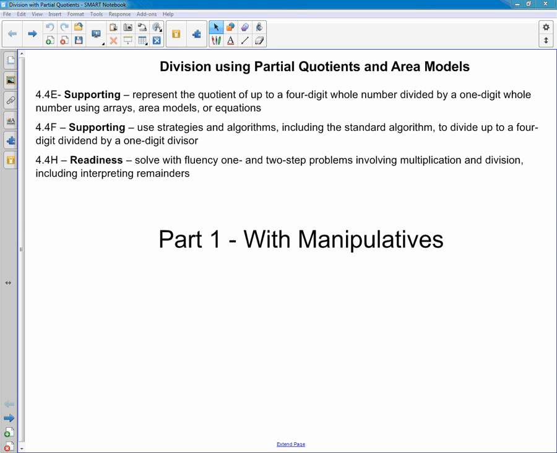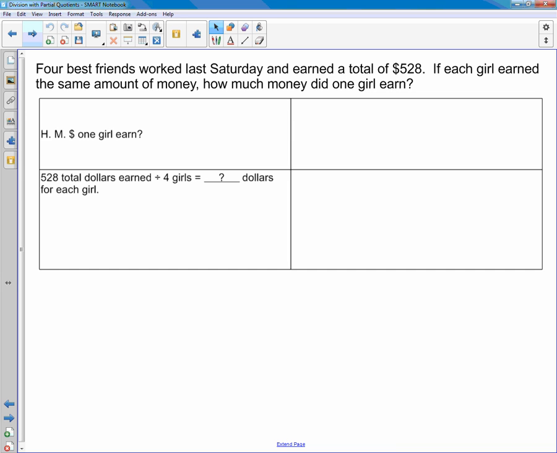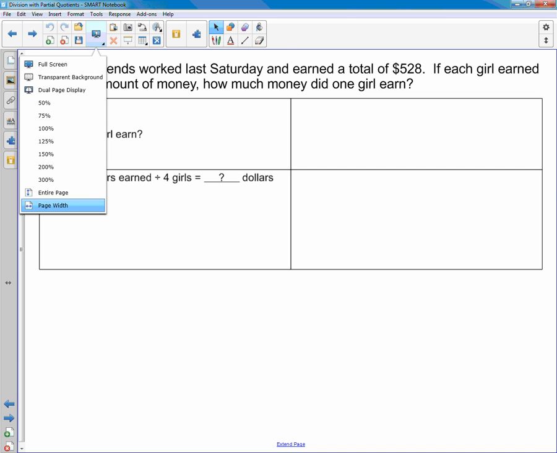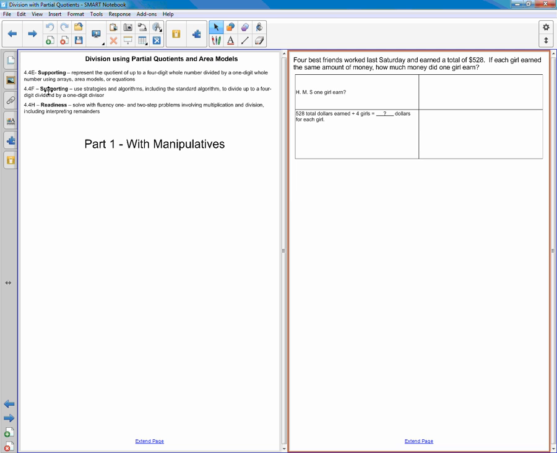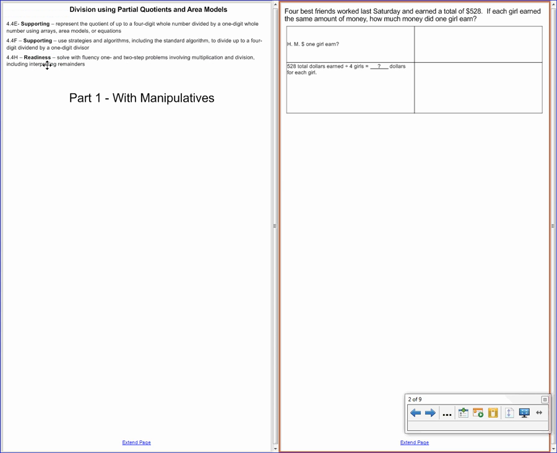This video is over dividing or division using partial quotients and area models. Here are the TEKs that we're going to be covering, and this is going to be part one in this video series, and we're going to use manipulatives. So let's go ahead and do this, and let's do a dual page and full screen.